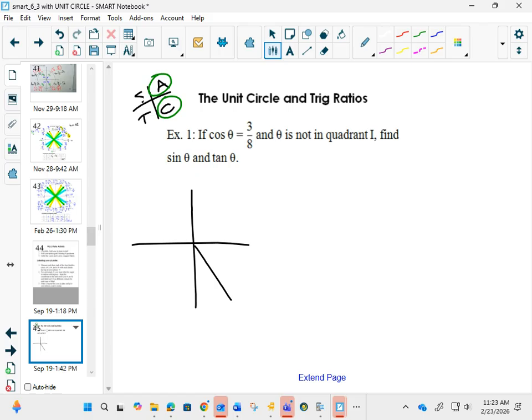Trigonometry, number 1 strategy is drawing a triangle. Important though that you do not draw your triangle back to the y-axis. It has to go back to your x-axis because we need to use our reference angle. And if cos of theta was 3/8, we would know that the adjacent side is 3, the hypotenuse is 8.